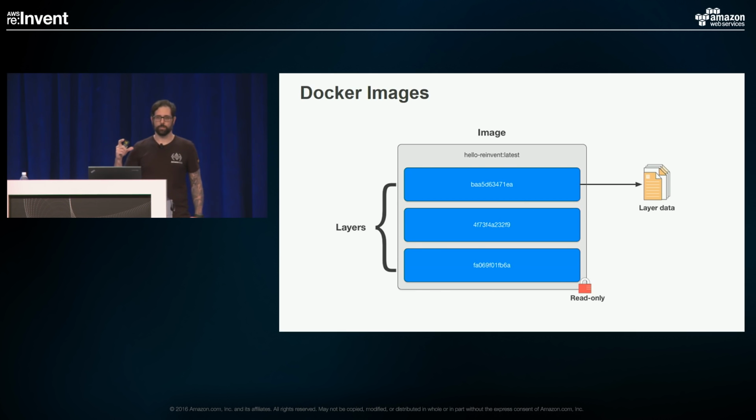Now, each layer, because of Docker's union file system, will override the contents of the previous at runtime. So if you have a file in the top layer, and the next layer below it has the same file, the top one will override that file and be used instead. This is what allows you to build and compose those layers to create that image.